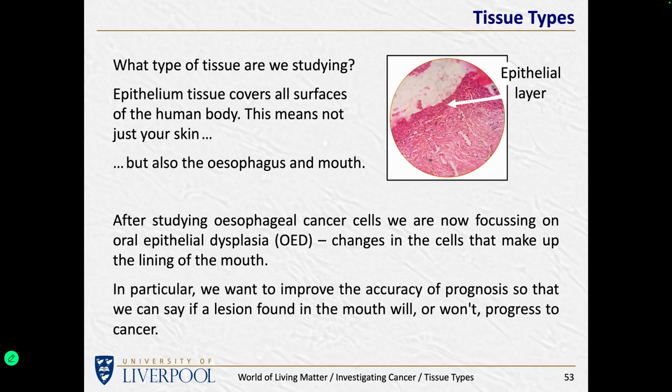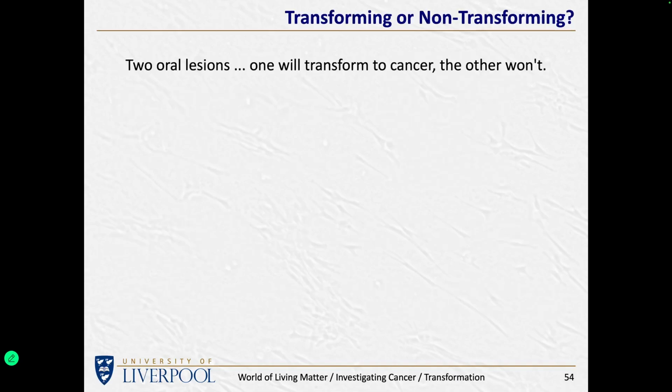We want to improve the accuracy of prognosis, so that if you find an abnormality in the mouth, let's say a little white patch, a little lesion, can we tell if that is not going to become a problem or whether it is likely to become a problem in the future? And then we can make sure that the patient gets seen as often as possible to catch cancer as early as possible. We talk about whether or not the lesion will transform into cancer or whether it won't transform into cancer. So the problem we're dealing with is transforming or non-transforming.